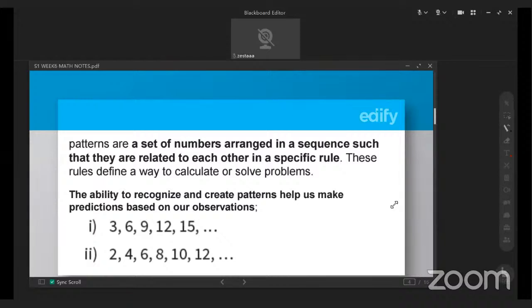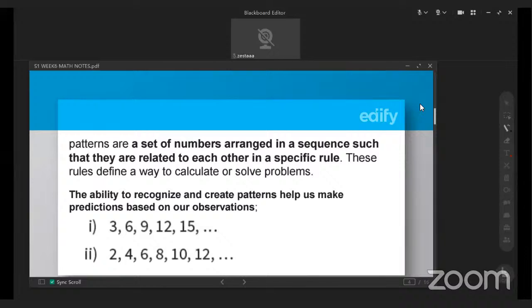Patterns are a set of numbers arranged in a sequence such that they are related to each other in a specific rule. These rules define the way to calculate or solve problems. The ability to recognize and create patterns helps us make predictions based on our observations. Thank you so much, Patrick.